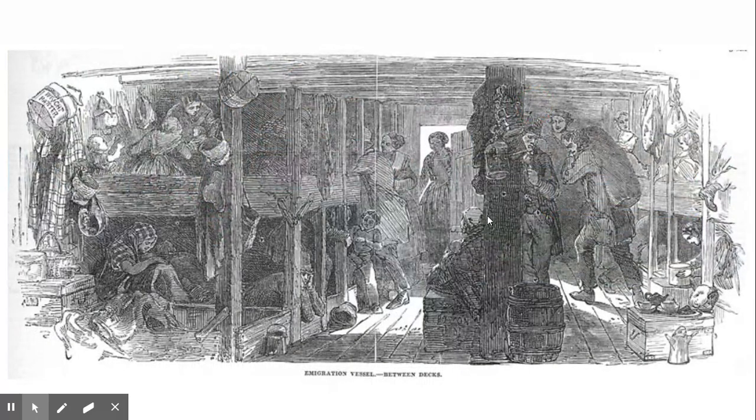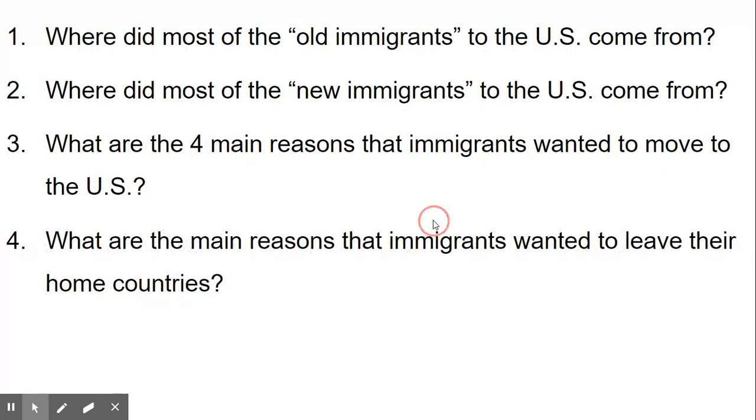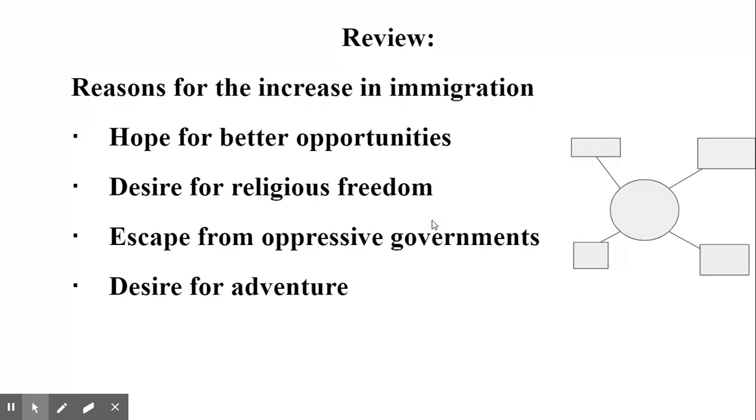This is a picture of the steerage area of a steamship. You can see how crowded it was. No privacy for those immigrants coming over from Europe. All right, I'm going to go through this real quick. And here again, our reasons for increase in immigration: hope for better opportunities, desire for religious freedom, escape from oppressive governments, and desire for adventure. And you should have in your notebook a graphic organizer in the fashion of this over here.